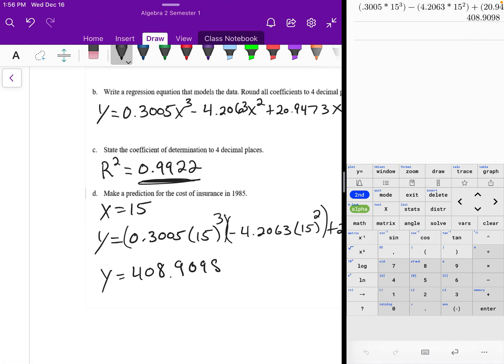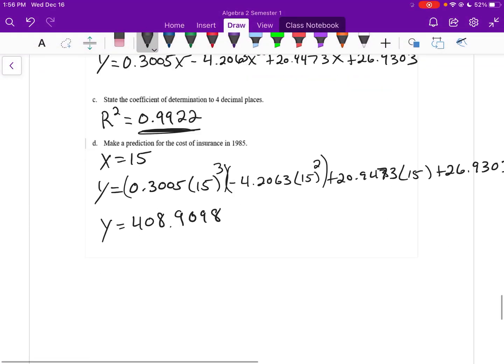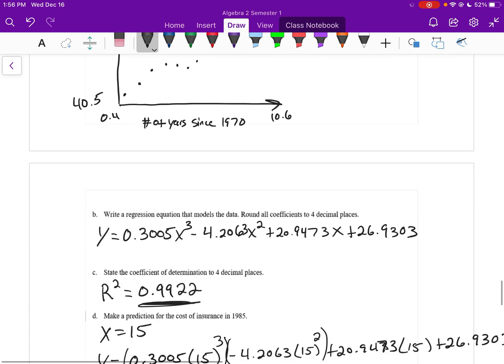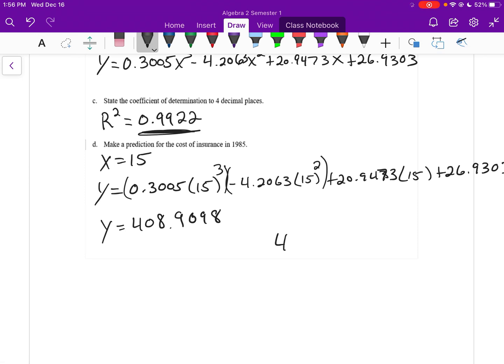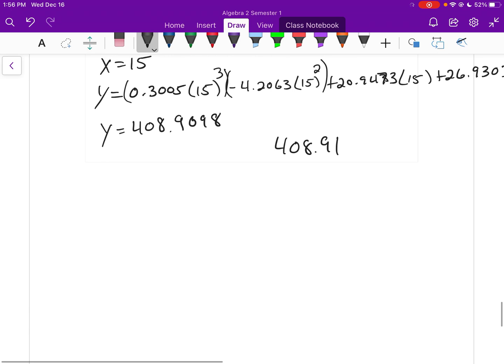We're just going to write this all right here. It doesn't specify what to round to for the prediction of the cost of insurance in 1985. They had all theirs to the hundredths, so let's go ahead and round to the hundredths. 408.91. This was always in terms of hundreds, so 408.91 hundred. Or if you wrote it out, you just multiply that by 100: $40,891.